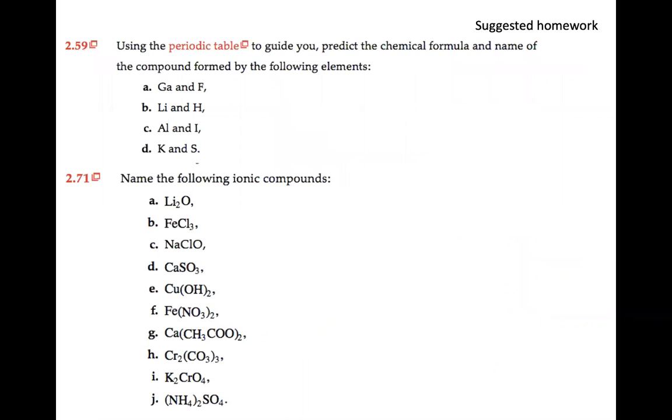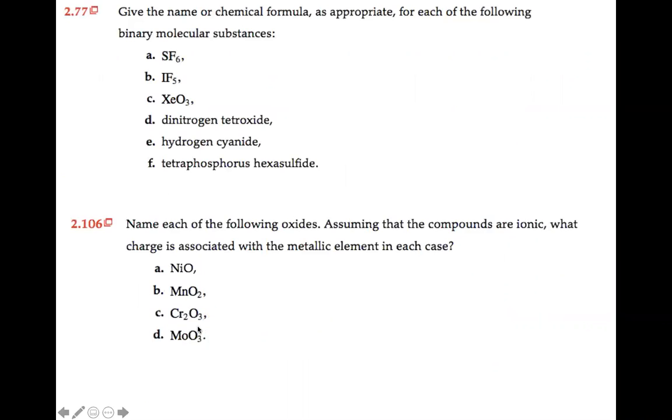So I give a few suggested problems that ask you to apply naming. Notice how they're being put together. Here's a whole grouping involving ionic compounds. Here's binary molecular ones. Here's another look at ionic. These are all ones, if you want to practice some naming, I think you can do well with these.